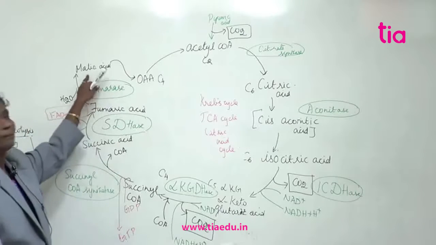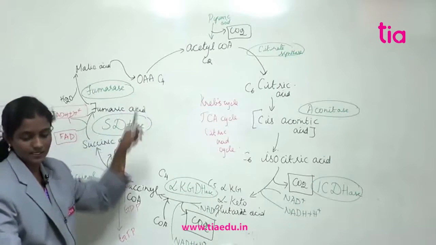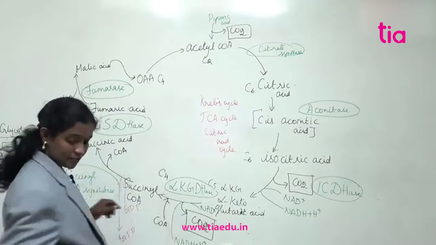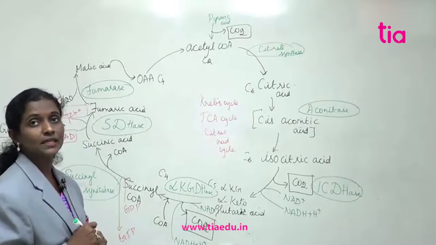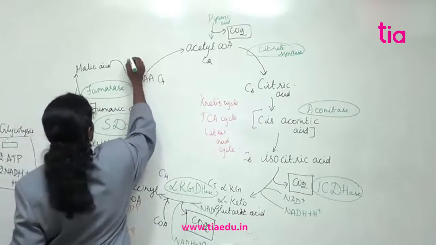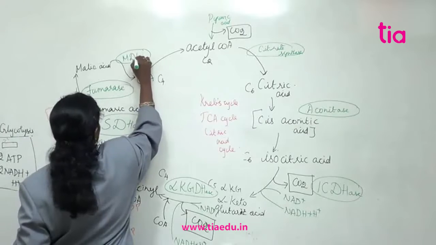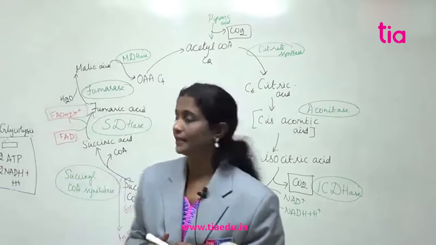Okay, where are we now? Malate. So the malate will be converted to oxaloacetic acid. What will be the enzyme which is going to catalyze this? Malate to oxaloacetate. The enzyme is again going to be MDH, malate dehydrogenase.